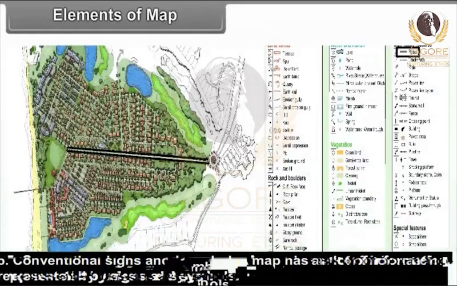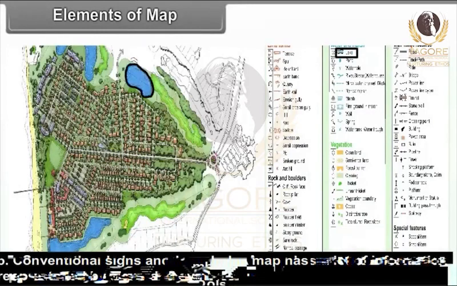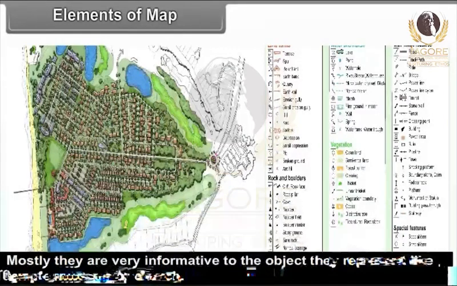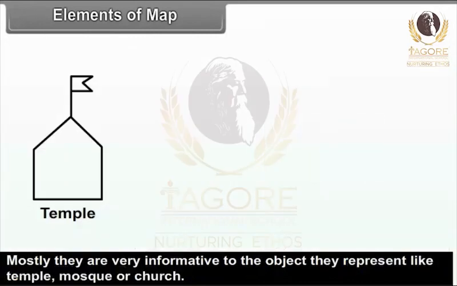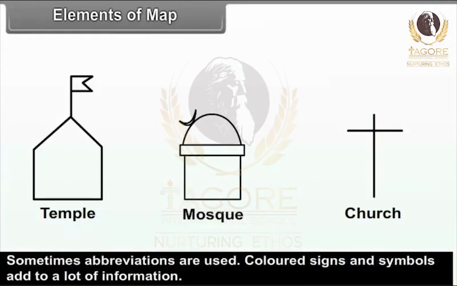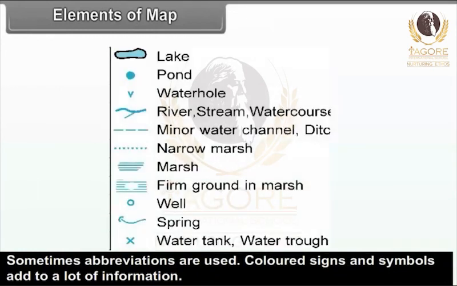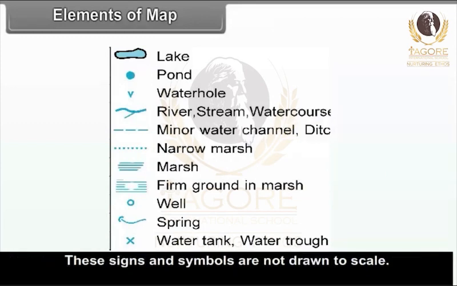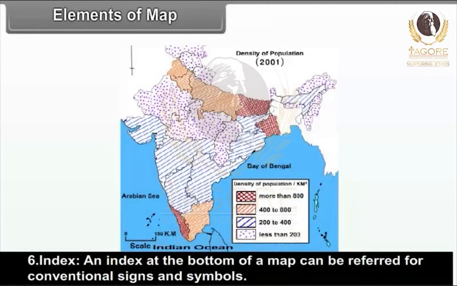Conventional signs and symbols. A map has a lot of information represented by signs and symbols. Mostly, they are very informative to the object they represent, like temple, mosque or church. Sometimes abbreviations are used. Colored signs and symbols add a lot of information. These signs and symbols are not drawn to scale. Index. An index at the bottom of a map can be referred to for conventional signs and symbols.